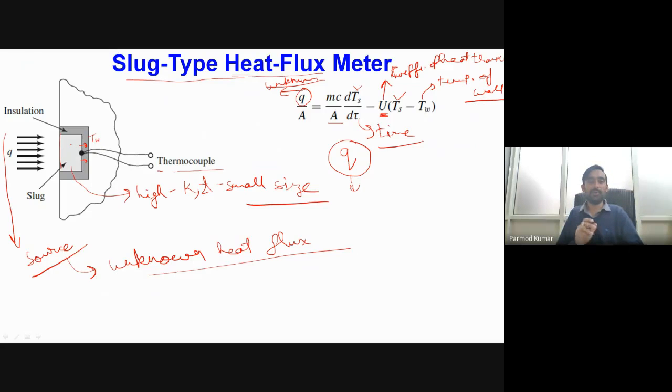One important consideration is that the size of the slug should be small and its conductivity should be high. Otherwise we will have variation of temperature across the surface of the slug, and we would have to go for a more complex heat transfer analysis to include the effect of spatial variation of temperature within the slug. This type of flux meter is known as a slug type heat flux meter.